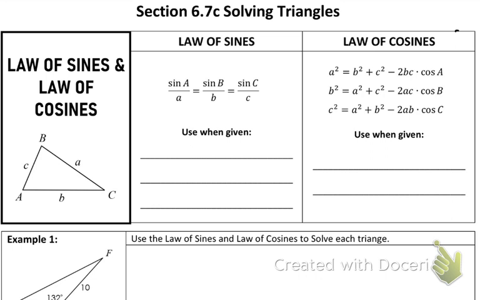All right, so real quick rehash. Law of sines, that's sine of A over side A equals sine of B over side B and sine of C over side C. Law of cosines.